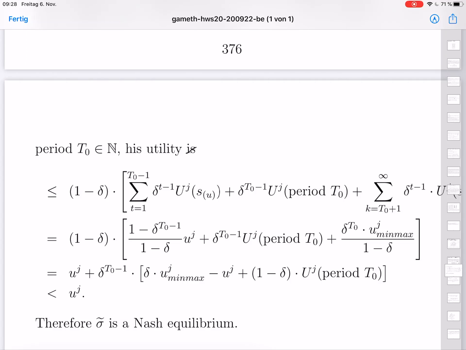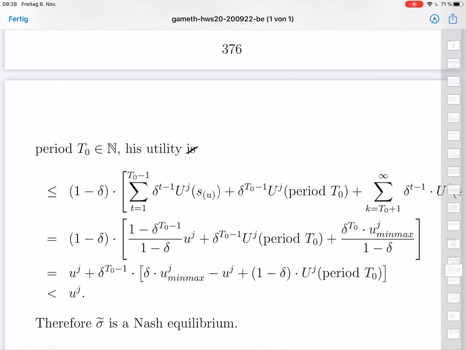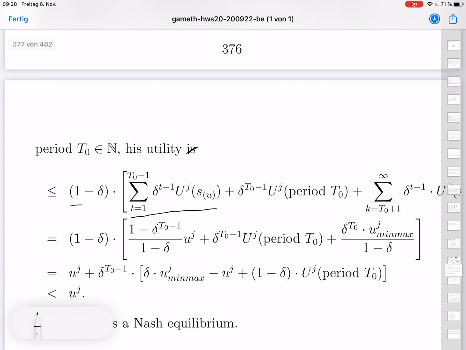His utility can be estimated as follows. Until period T0 minus 1, everybody plays according to the cooperation strategy combination. And then we get this first part of these values here. This is the fixed factor, and for the first T0 minus 1 periods we get this part here. Then in the period T0, we still have this factor here, and player J can get a very good utility if he now chooses a good strategy for himself. Then this value here can be quite high.